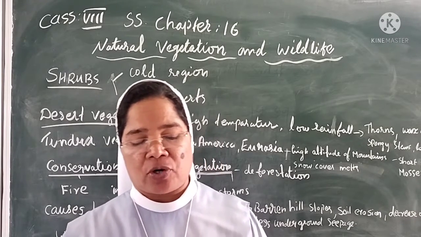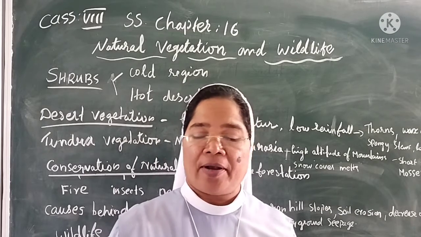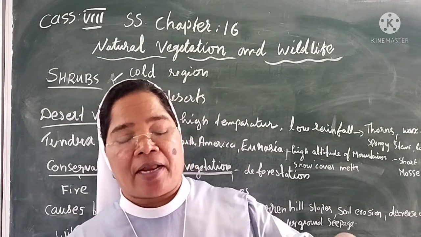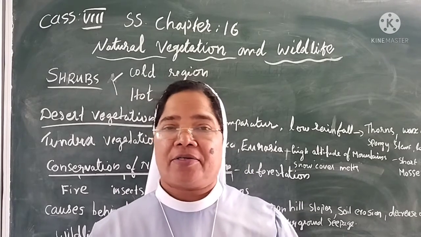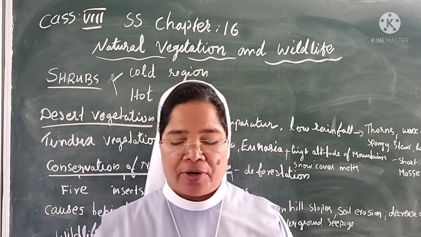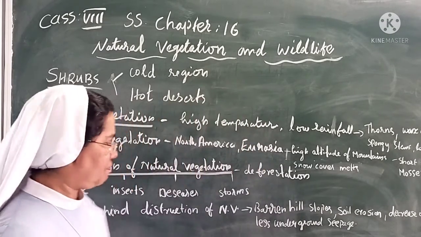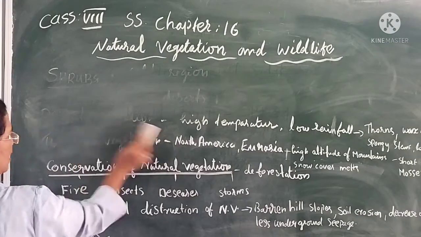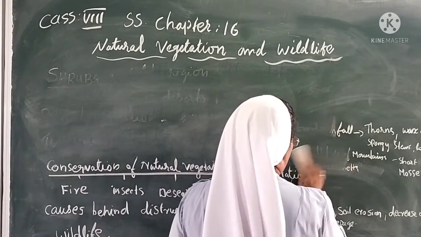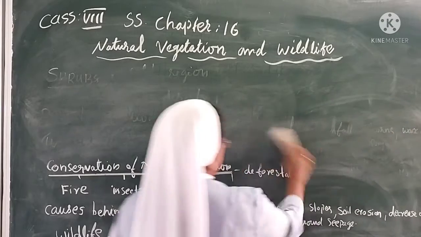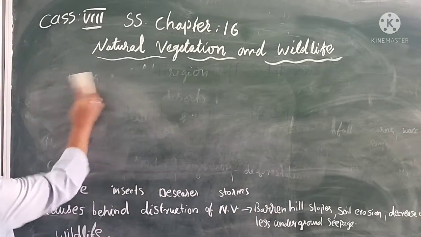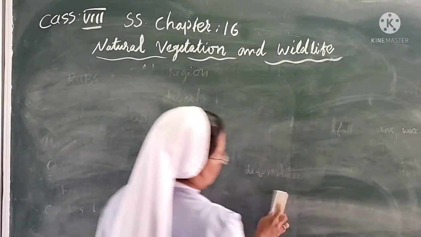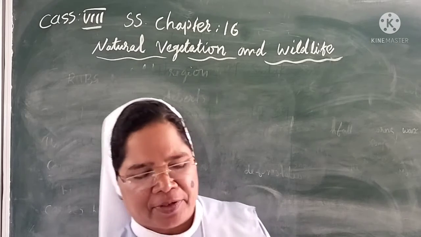Next point, destruction of wildlife. Have you seen wild animals? Maybe in the forest there are also wild animals. We can see different animals in different countries. Now let us go to different places: Asia, Africa, and Antarctica. In many places we get different types of animals. India also has different types of animals.